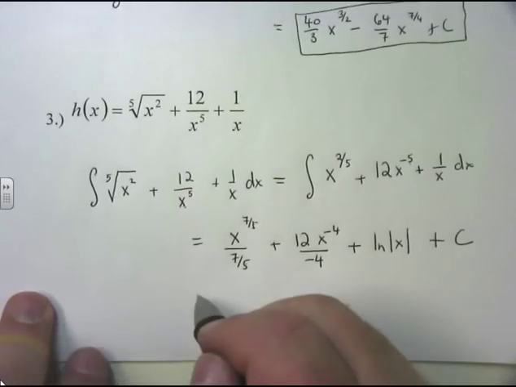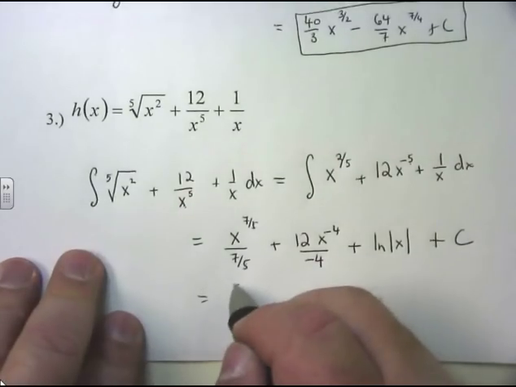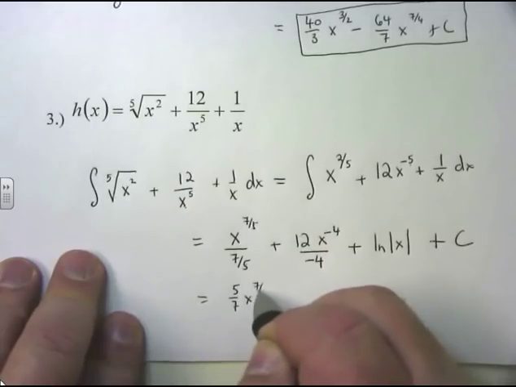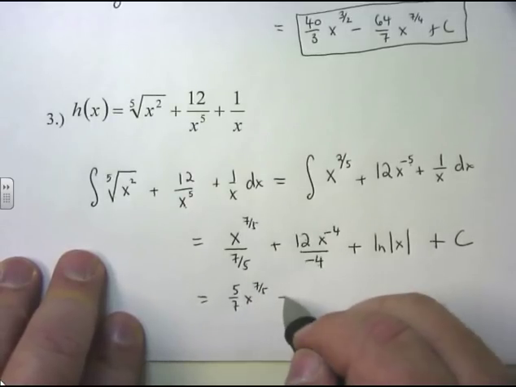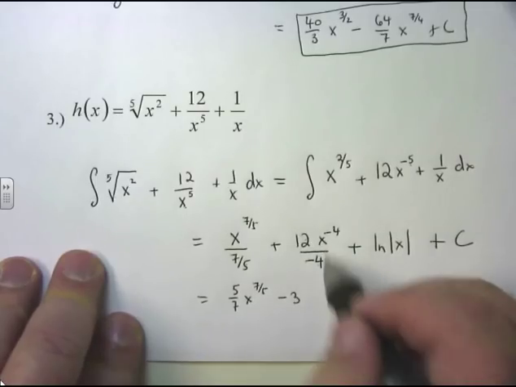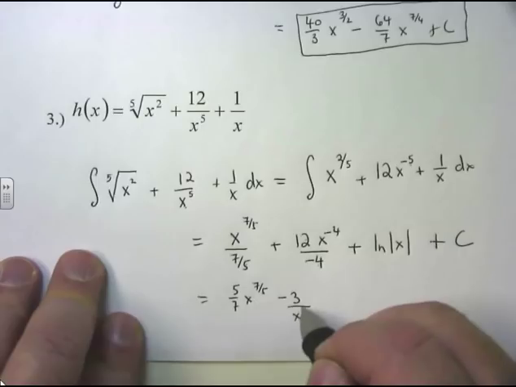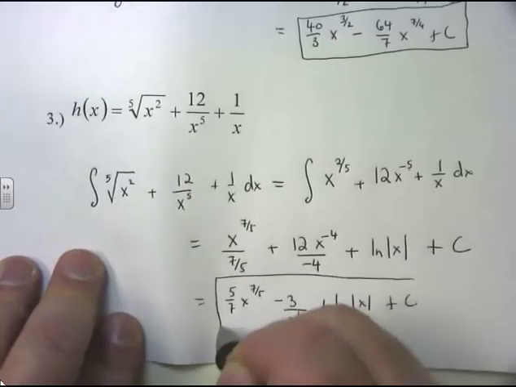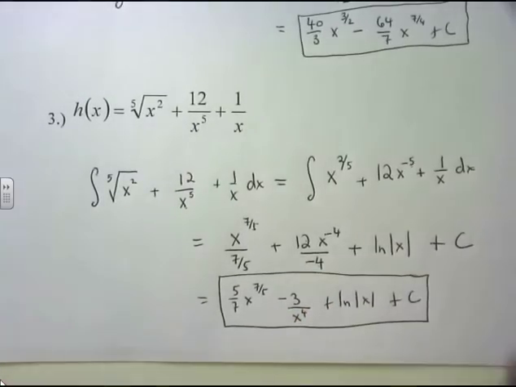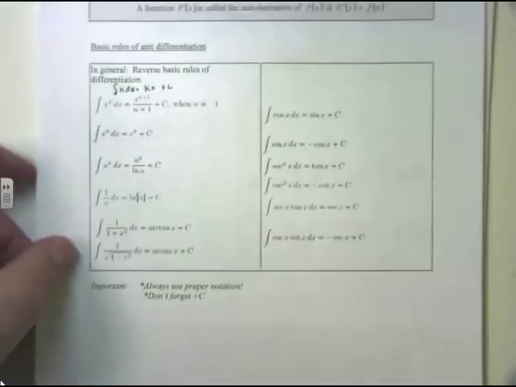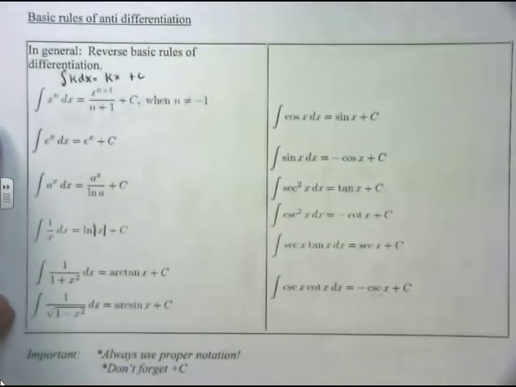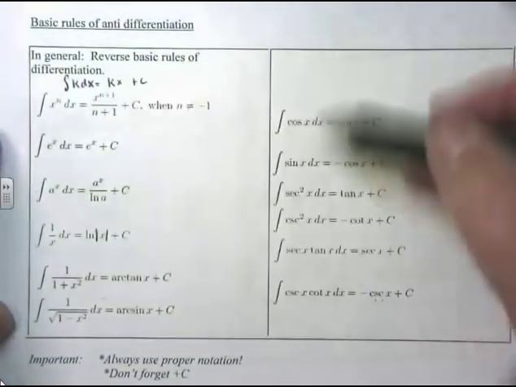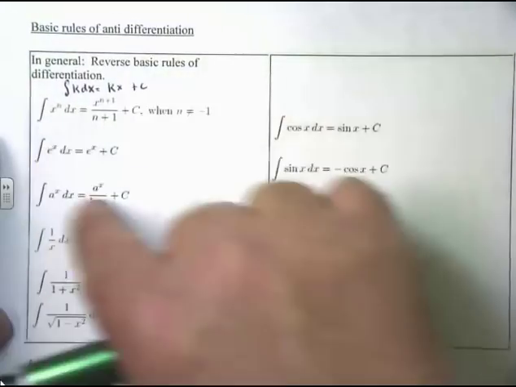Now let's clean this guy up. When I divide by a fraction, invert, multiply, that'll be 5/7 x to the 7/5. 12 divided by -4 is -3. If I wanted to clean them up, I can just leave them x to -4, or I could put it over x to the +4 if I clean them up. Plus the natural log absolute value of x plus c, and there is my antiderivative. Again, what I'm literally doing here is applying these rules. Just like you had all those derivative rules memorized, you're going to have these antiderivative rules memorized. Well, these are just working these first basic ones. Let's see if we can get some more advanced problems.